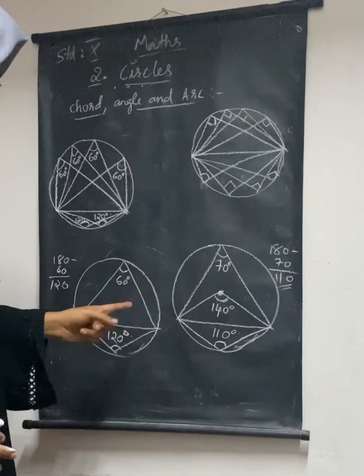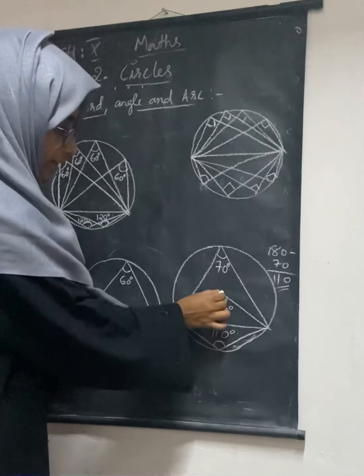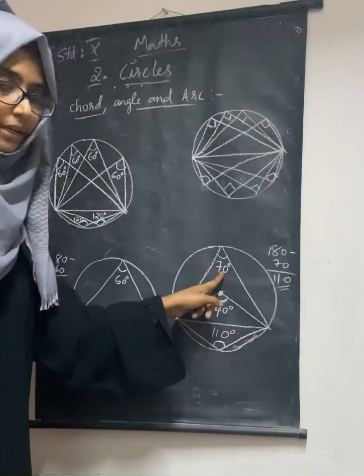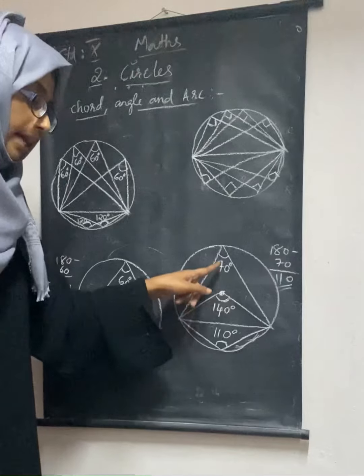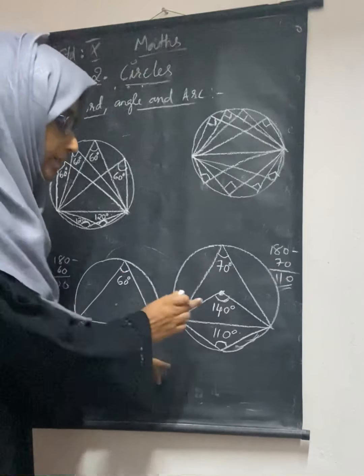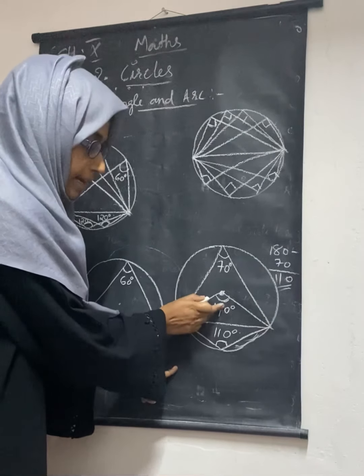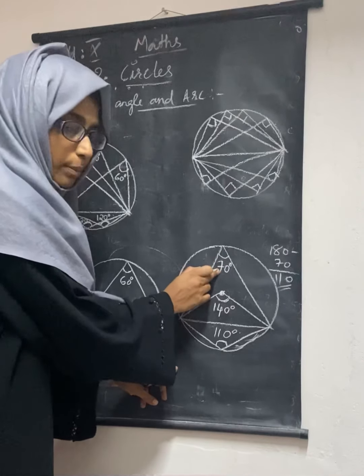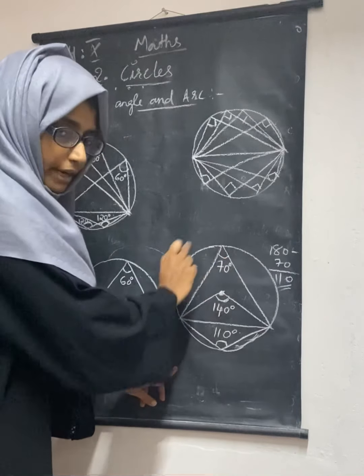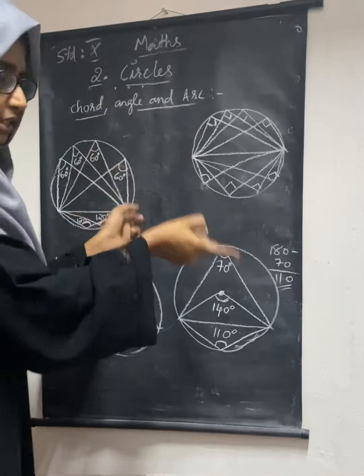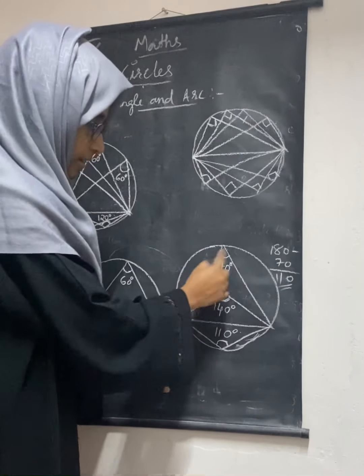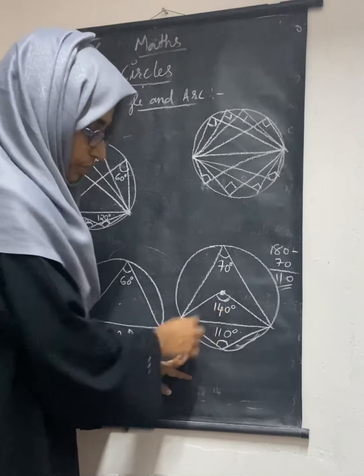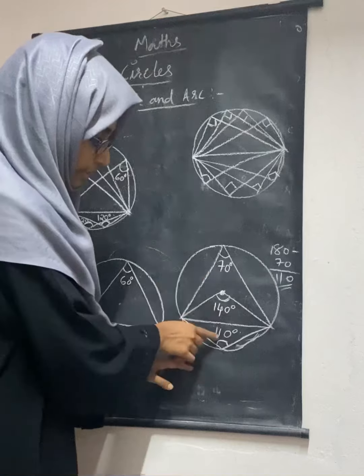And one more, if you take a central angle here, the central angle and the angle on the complementary arc will have this relation, that is double of the 70. The central angle will be double of this complementary angle. This complementary angle means, as we told, the arc which is called the complementary arc. So 70 means 140. And this will be 180 minus 70, 110.